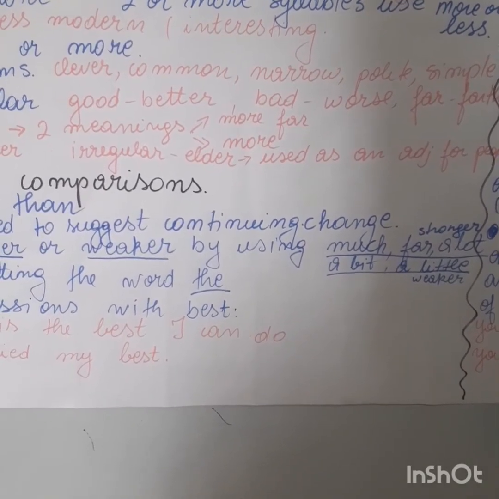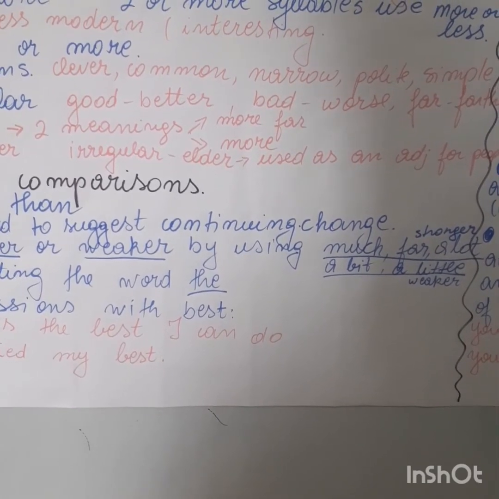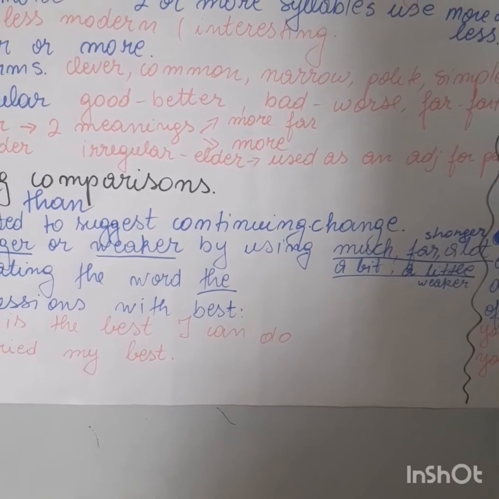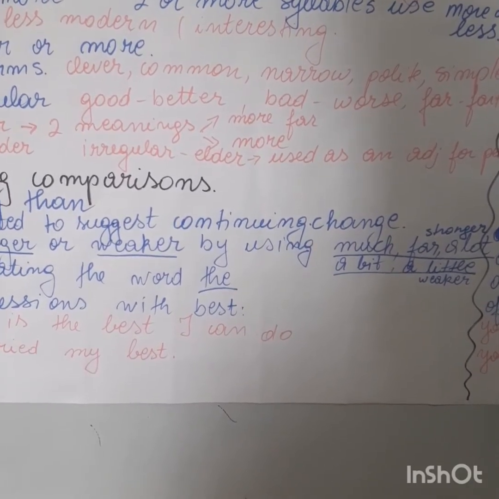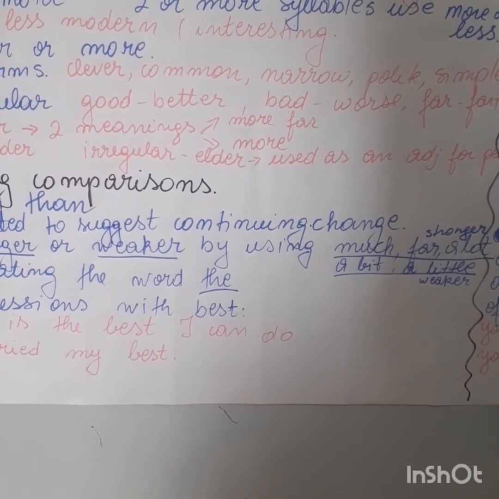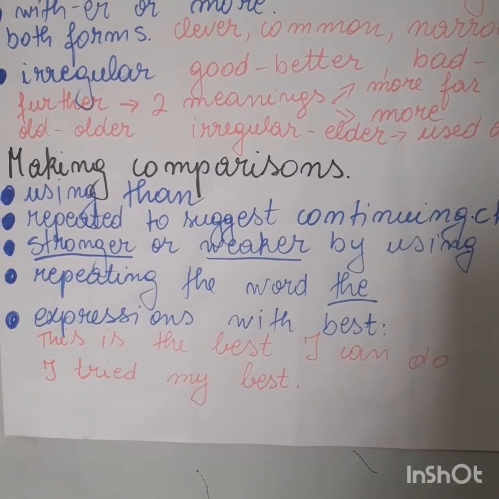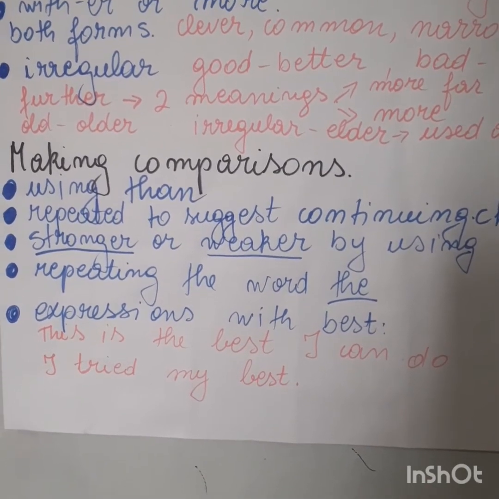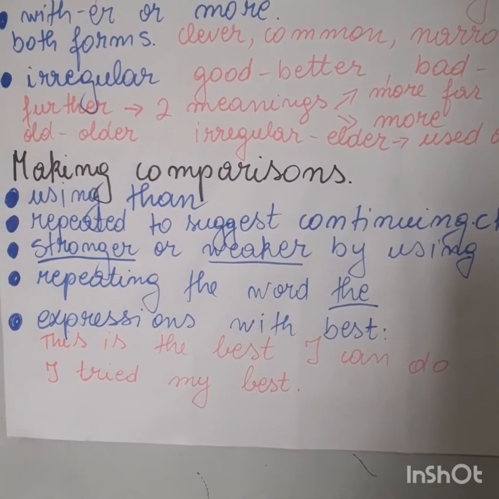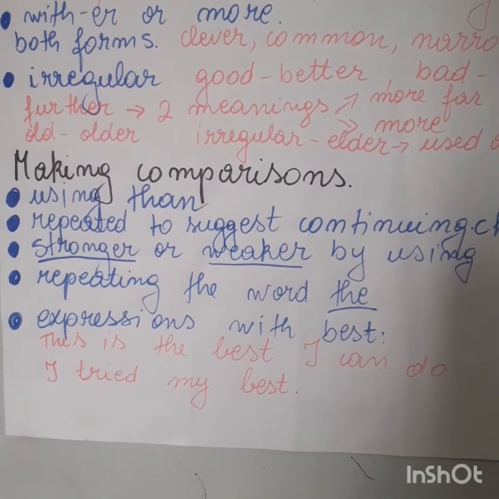Old has a regular form older and an irregular form elder that is used as an adjective for people, especially members of a family. This is my elder sister. Making comparisons. The simplest kind of comparison uses than. For example, you look younger than your brother.